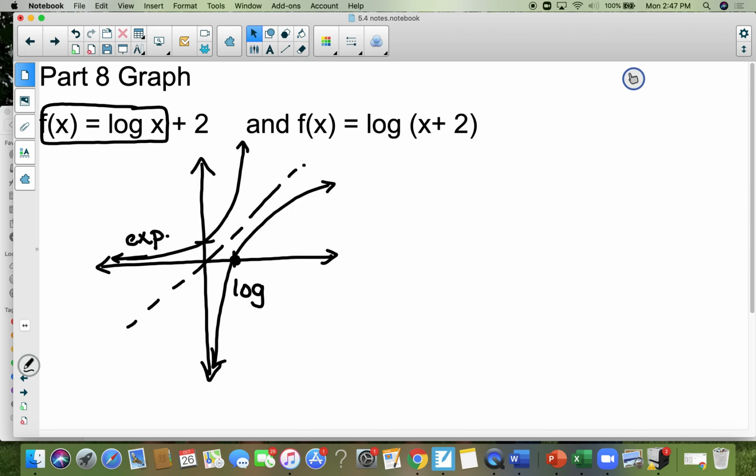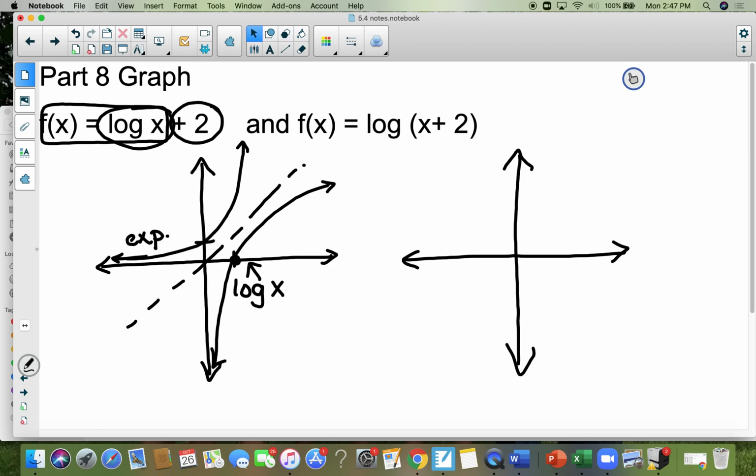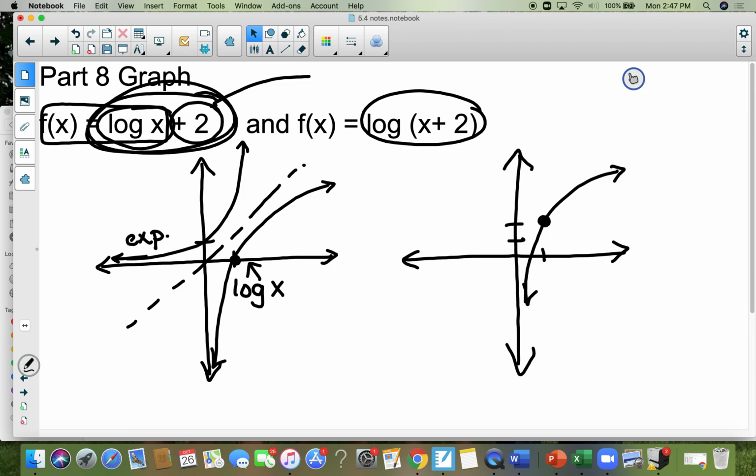So all they want you to do in this problem is this: this is the log of x of any base number. They want you to move everything up 2, and they want to move everything left 2. So what does an up 2 look like? Well, it used to be at 1, 0, and it got moved up 2, and it looks something like this. So this is this one right here. And then I'll do the red one.